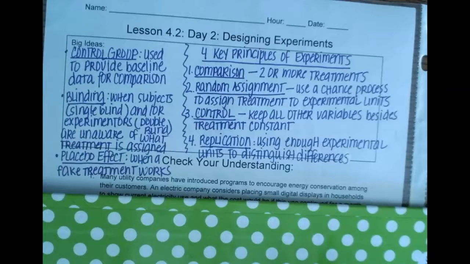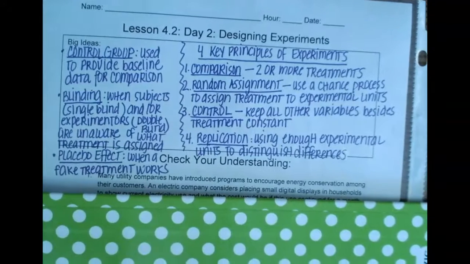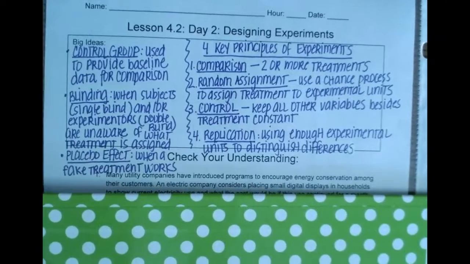You need to use enough experimental units to distinguish differences. So you need to have a larger sample size. I've read research studies where they might only have 1 or 2 subjects. Well, that doesn't really mean anything if you only got a response from 1 or 2 people. That might be the start of a much bigger research project, but it's not groundbreaking or earth-shattering if you've only got a couple of experimental units.